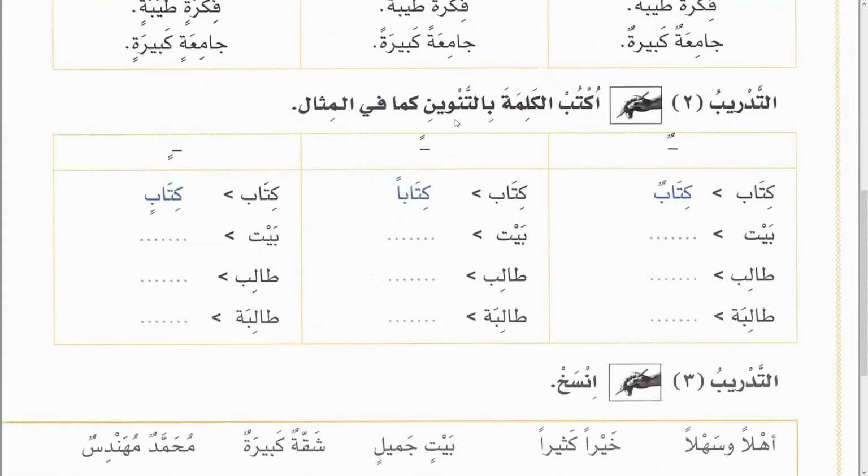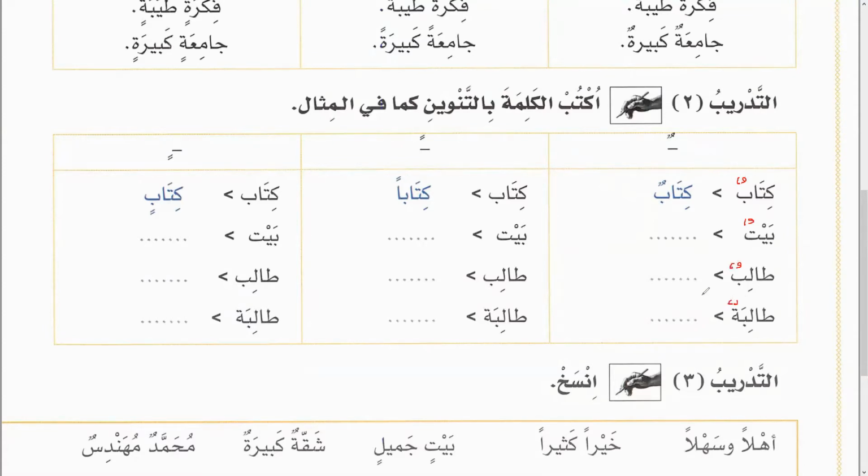Then uktub al-kalima bi-tanween kama fil misal. We have to write the word with tanween. So kitab, kitabun. Bait, baitun. Talib, talibun. Talibah, talibatun. Right? We just need to write it with tanween. So it's very simple in this. Kitabun, we just add a tanween here. Baitun. Talibun.